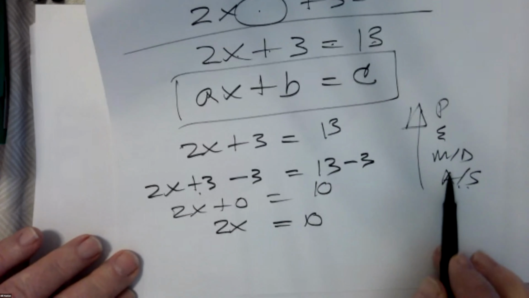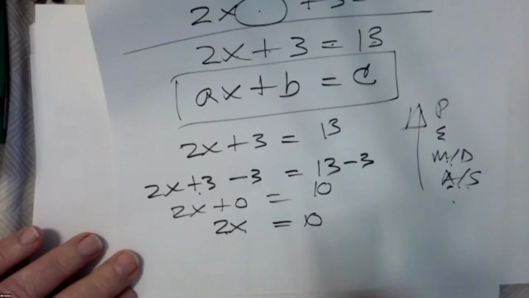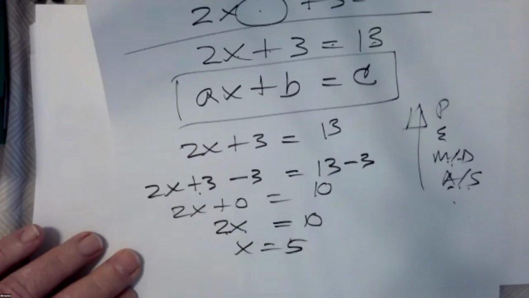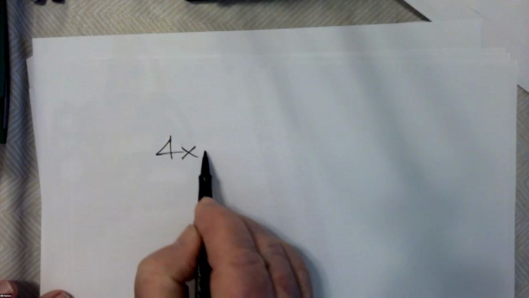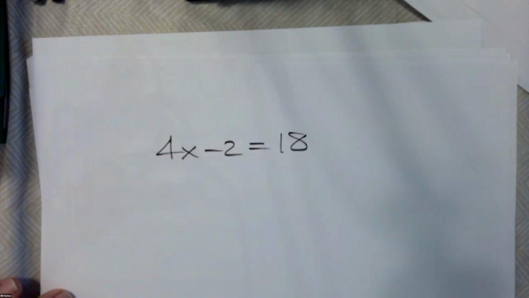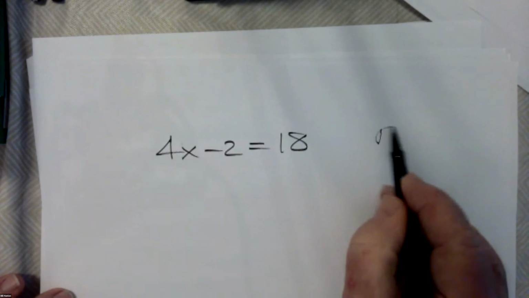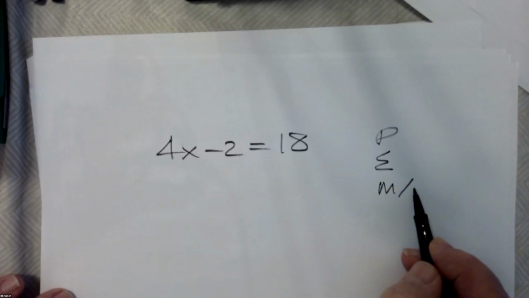I don't have any other addition or subtraction. So I have a multiplication. How do I get rid of that? The opposite. I divide by 2. So x is equal to 5. So what we do is we take what the kids have learned, like problems like 4x minus 2 equals 18, and we use the order of operations in reverse.